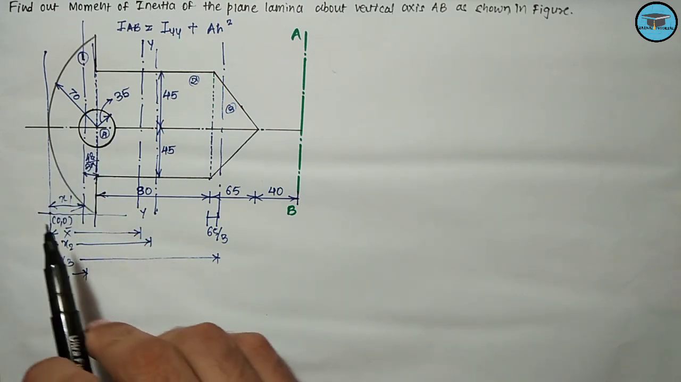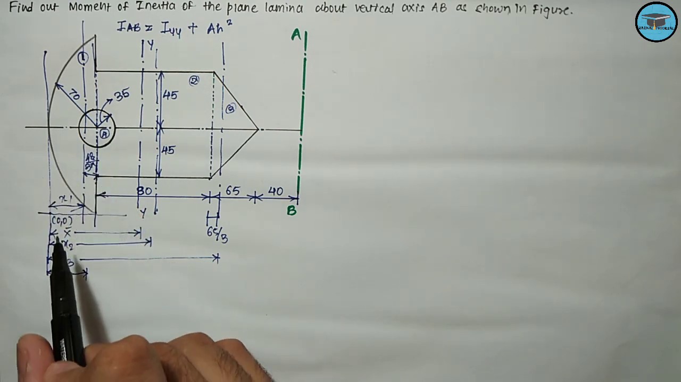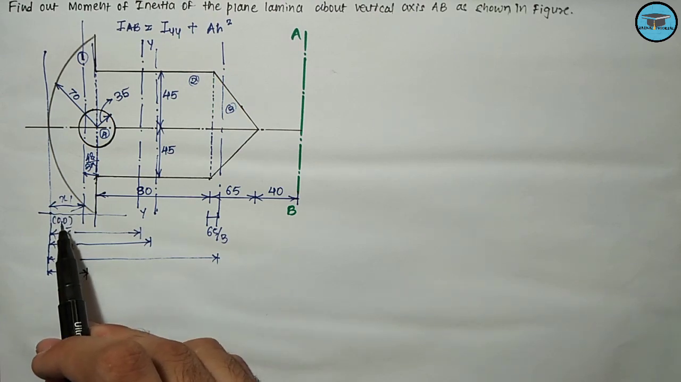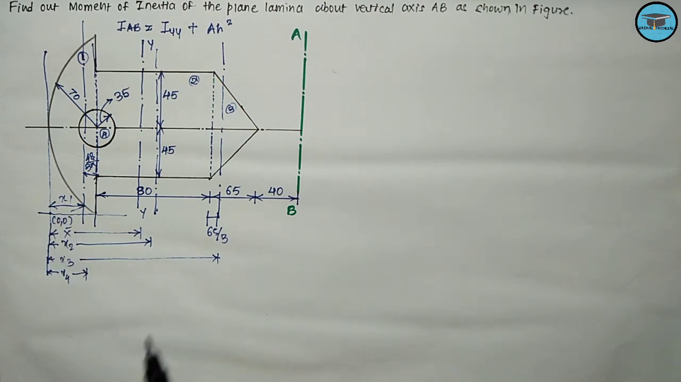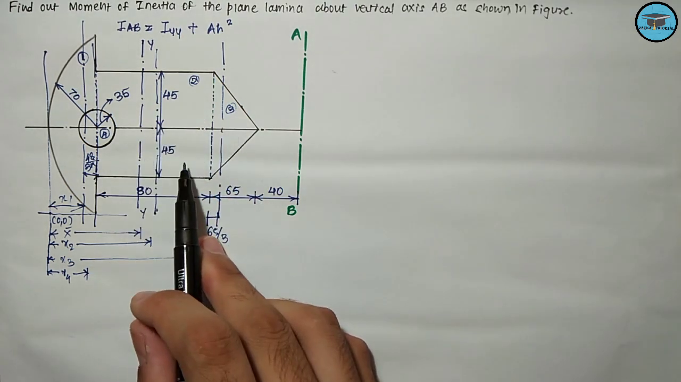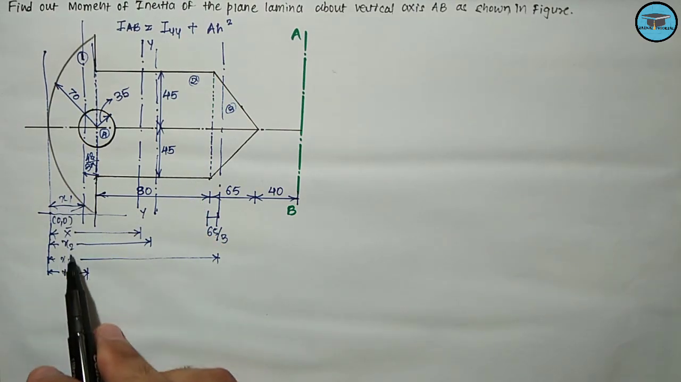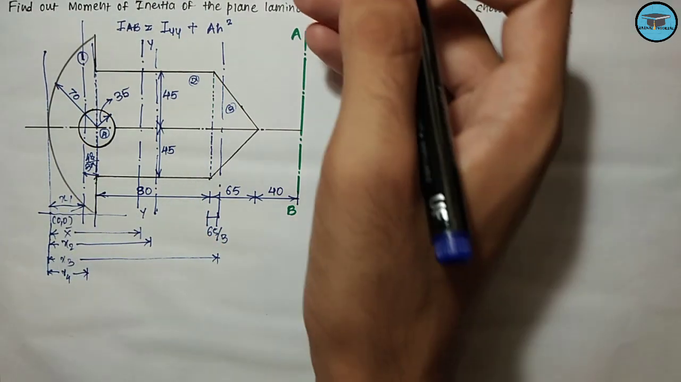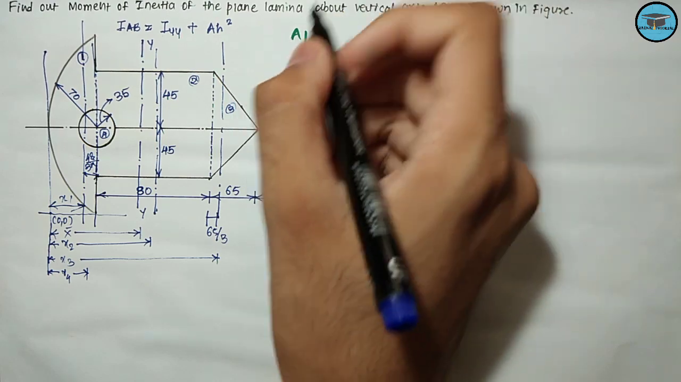So we have obtained the location of the centroid. Now we need to determine the value of x1, x2, x3, x4 and x bar. So for solving such kind of problems, first of all we need to note down all the areas of the plane lamina as well as the value of x1, x2, x3, x4. So first of all let us note down all those values.